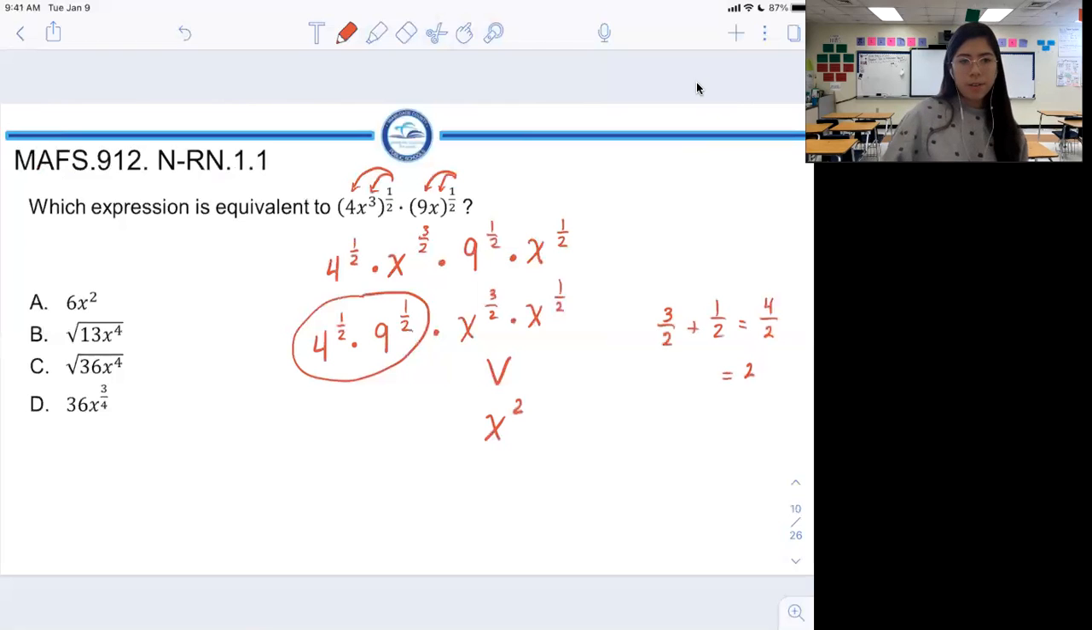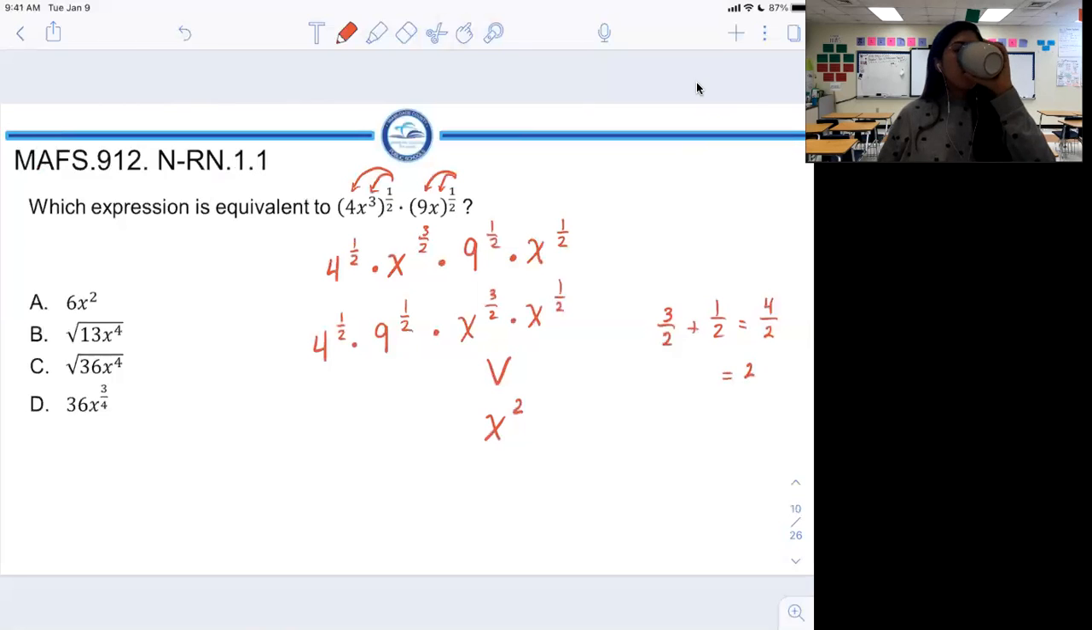So x squared. And then how can I rewrite 4 to the power of 1/2 to make it easier for myself to understand? 2. How'd you get 2? I divided 4 by half. So we're not really dividing though. What are we doing? Multiplying, and that gives 2.